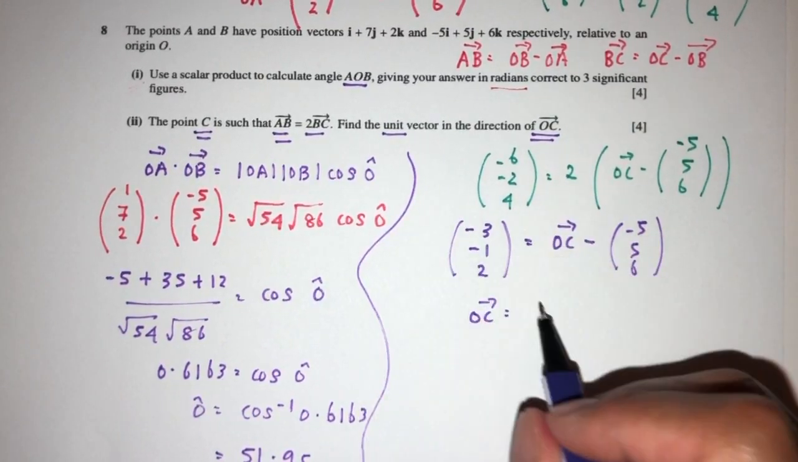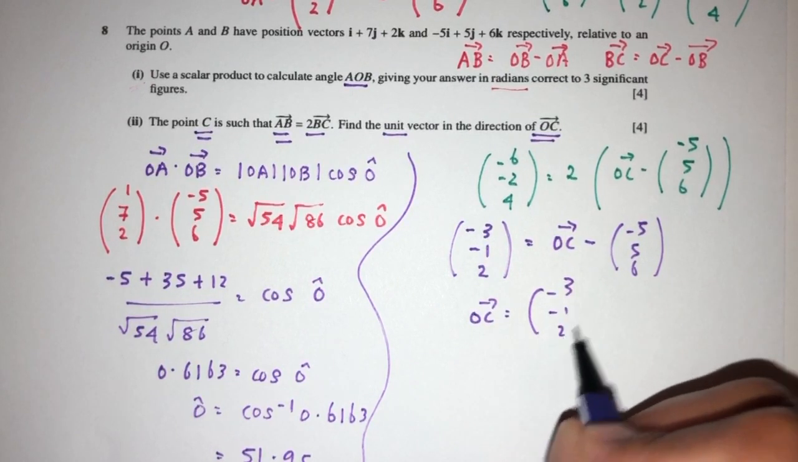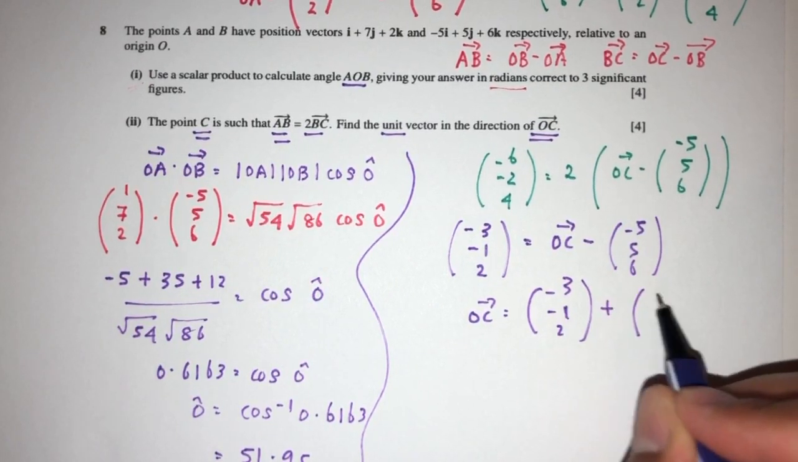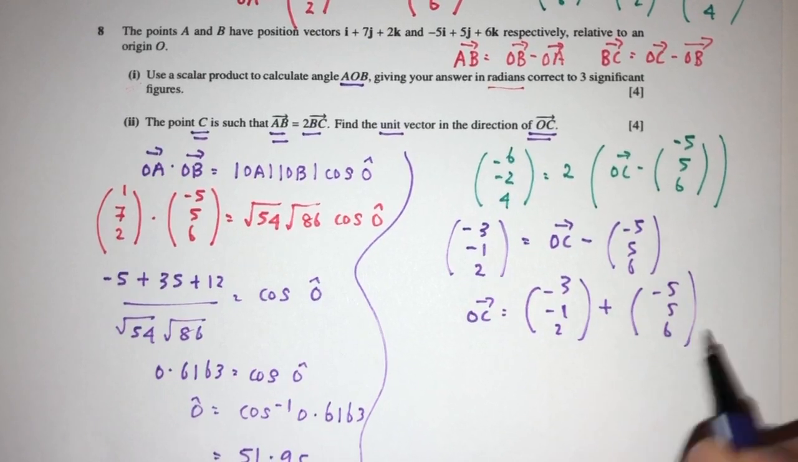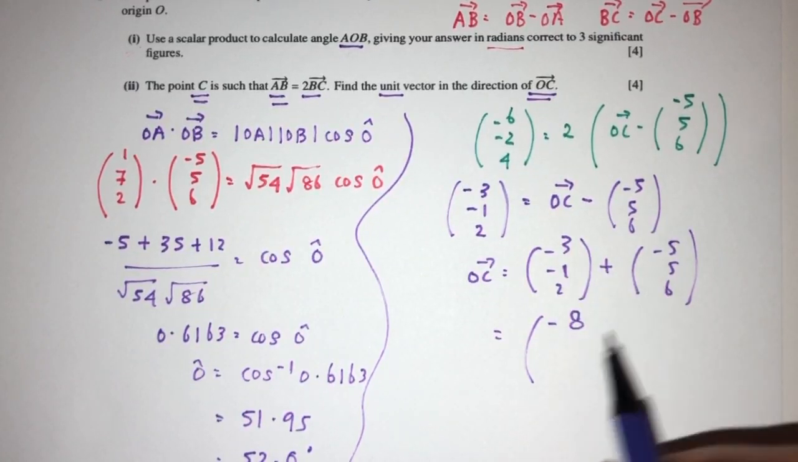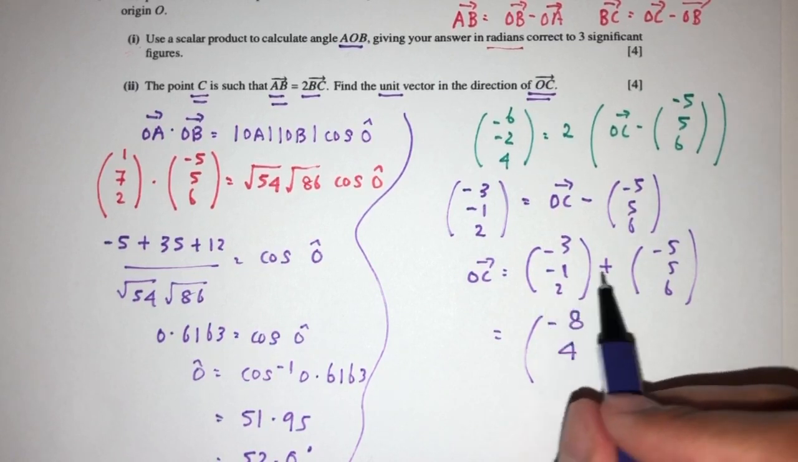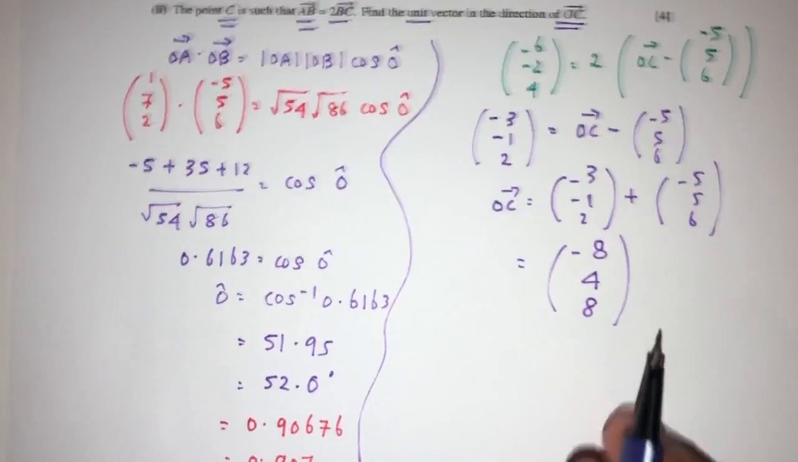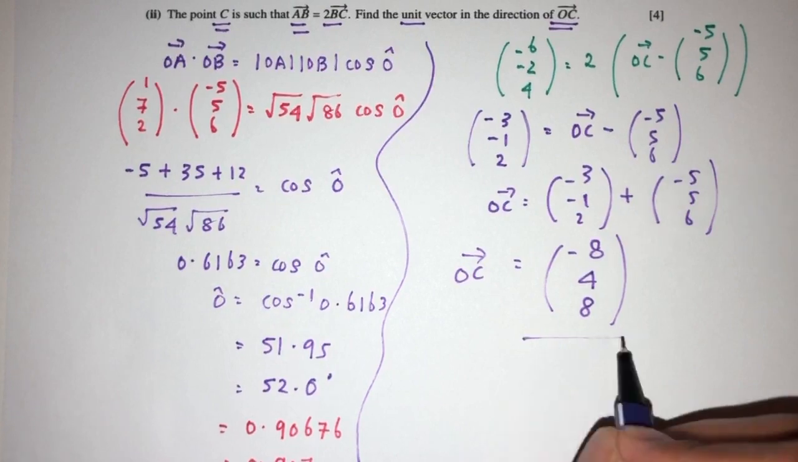Simply send this over here, will be -3 minus 1, 2 plus -5, 5, 6. That will be what? So -3 minus 5 will be -8, minus 1 minus, so plus 5 will be 4, 2 plus 6 will be 8. So OC is found to be this vector.